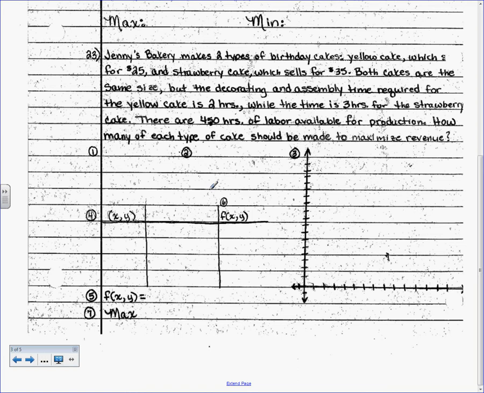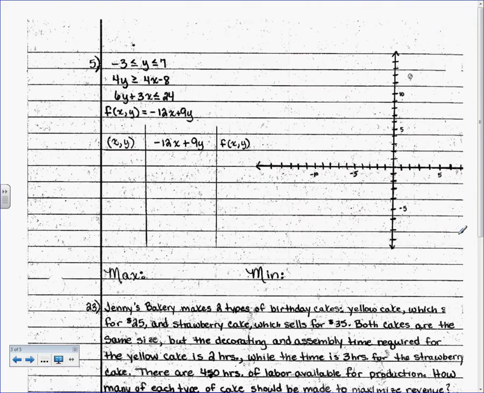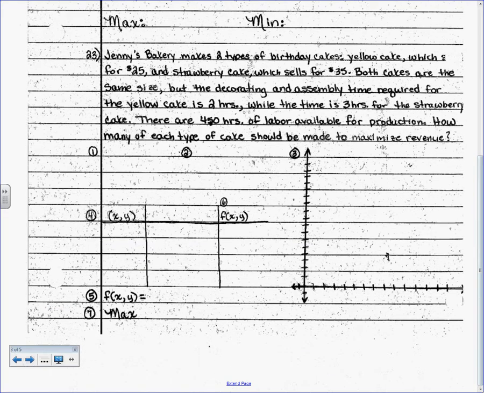So let's go back to the directions. Define the variables. That means say x stands for this, y stands for that, okay? And then we're going to write a system of inequalities. Then we're going to do everything we did yesterday. We're going to graph it and find the vertices and all that, okay? So here's where you can call it whatever you want. Oh, you should probably read it.